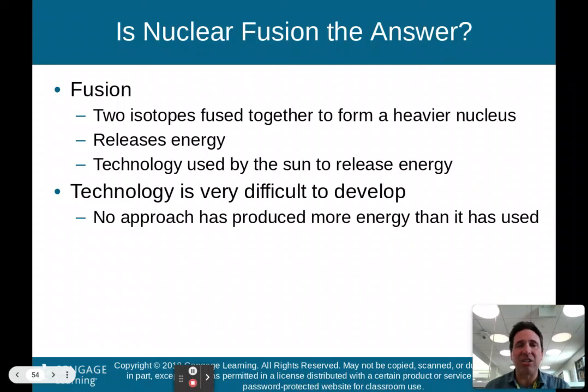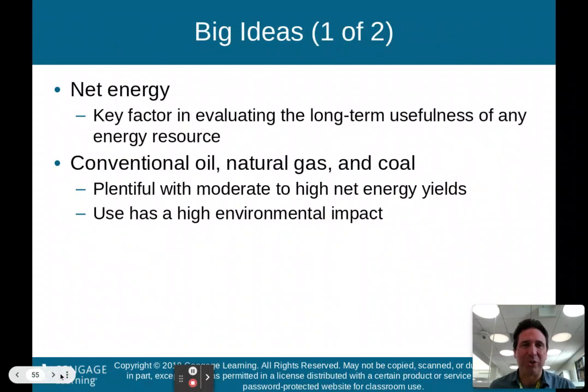However, the technology is very difficult to develop. No approach has produced more energy than it has used. So right now, with nuclear fusion, we haven't been able to figure it out. But again, maybe that's something someone in this class watching this lecture right now, maybe you'll be the person who's able to figure this out one day. And maybe this will be the saving grace for us when it comes to energy.